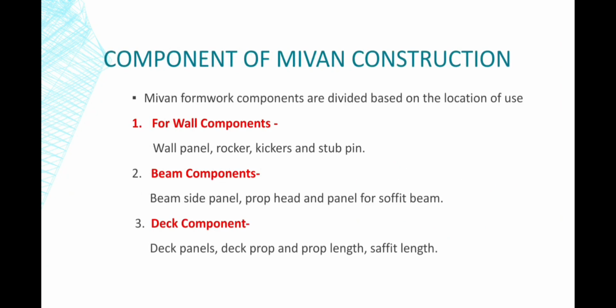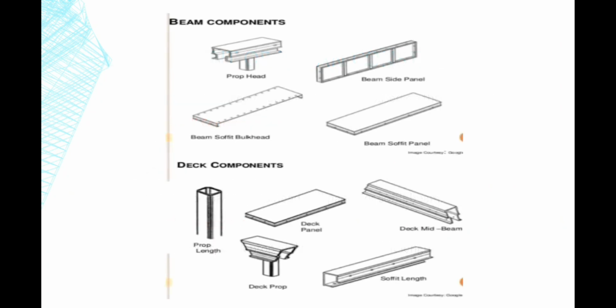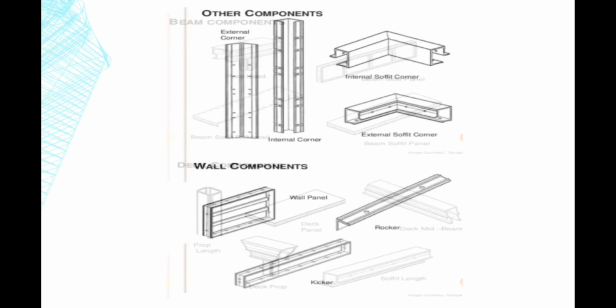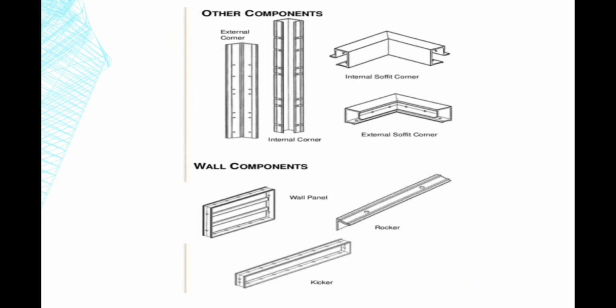So what are the components of Maivan construction? Maivan formwork components are divided based on the location of use. For wall components: wall panel, rockers, kickers and stopping. In beam components: beam side panel, prop head and panels for soffit beam. And deck components: deck panels, deck prop, prop length and soffit length. And these are some figures of Maivan components. First one is beam components, then deck components, wall components and other components.